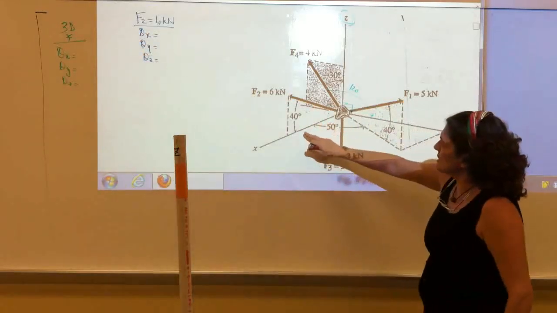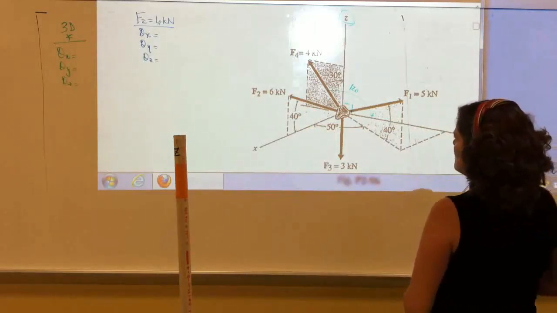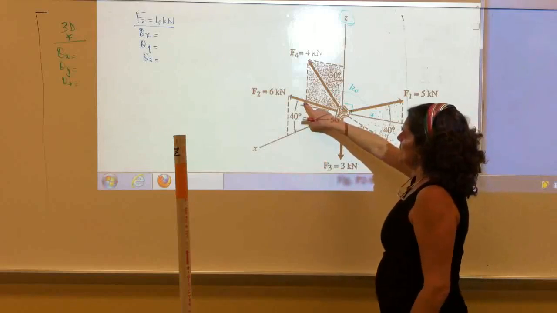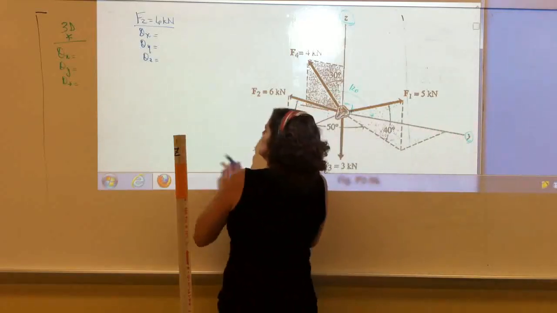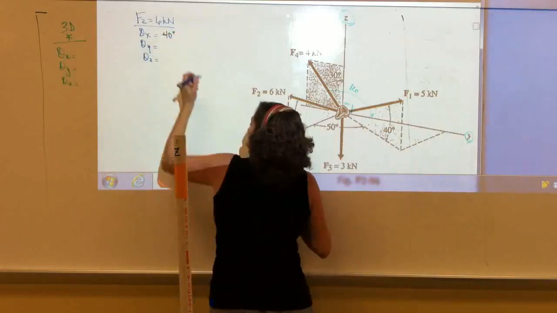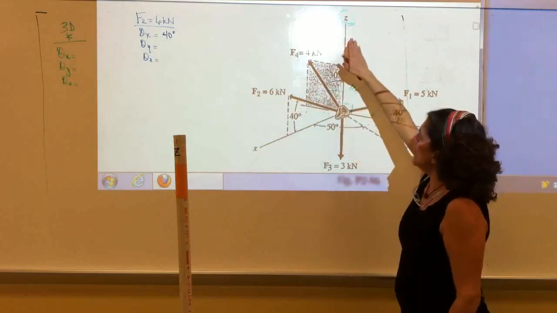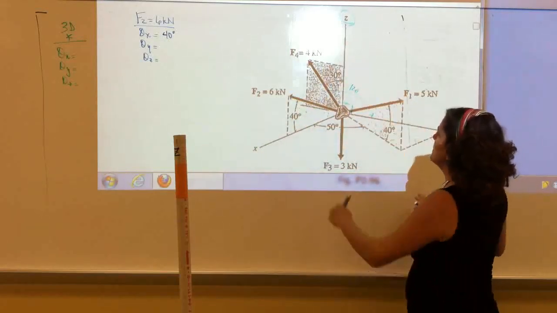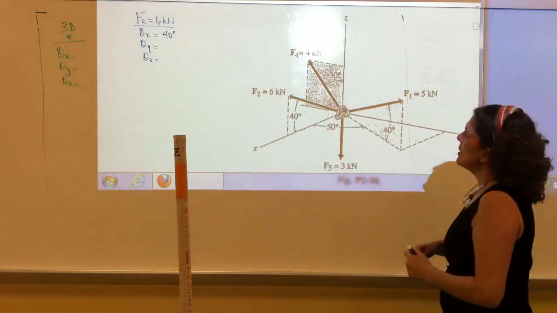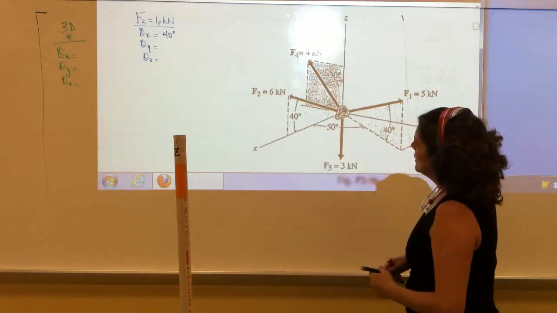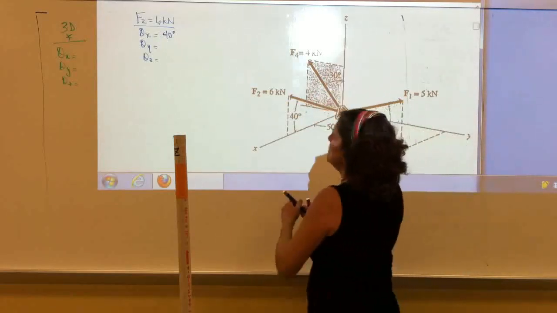So what angle did they give us? They give us 40. So take a look at that in 3D space. It's the angle between the force in question and the positive x-axis, so that must be theta x. Can you tell that F2 lies on the xz plane? It lies on the xz plane. So that means this angle right here, from the force to the z, would be 50 degrees.